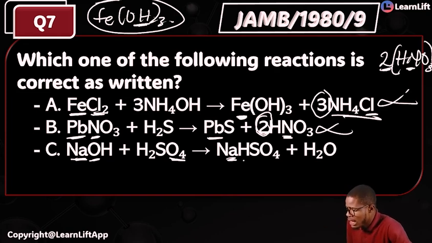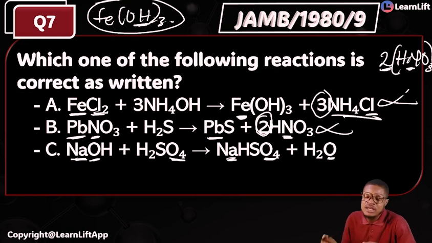Go to products. How many oxygen here? 4. 4 plus 1, that's 5. Hooray! Oxygen is balanced, making sense. So, what about hydrogen? Hydrogen here is 1. Hydrogen here is 2. 1 plus 2 is how many? 3. On the reactant side, it is 3.